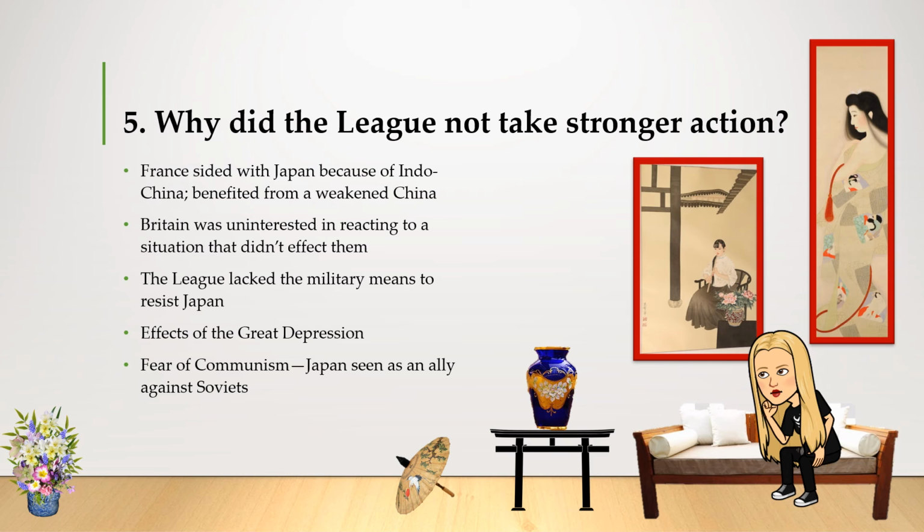In addition, both countries were suffering from the economic effects of the Great Depression, which made them hesitant to spend resources on either economic or military actions. Moreover, the fear of communism in both countries meant that Japan was viewed as an ally in containing communist Russia in the Far East.